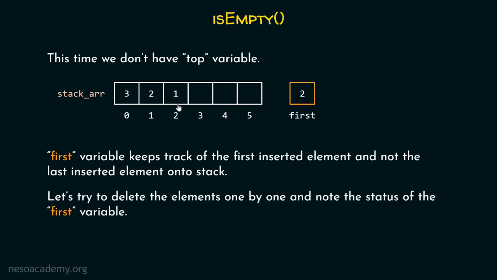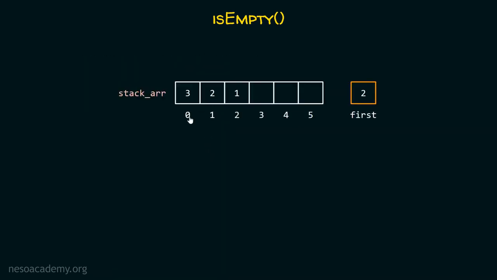Here we have this particular array, which is the representation of the stack. That's why I have named it stackARR. And we have a first variable which keeps track of the first inserted element. You can see the position of the first variable changes with time. That's why we have to keep track of the first inserted element. Currently, the first variable is at index 2.